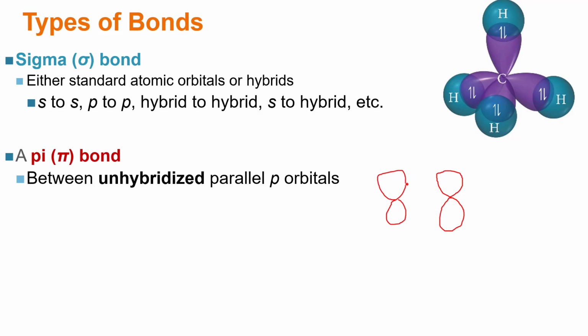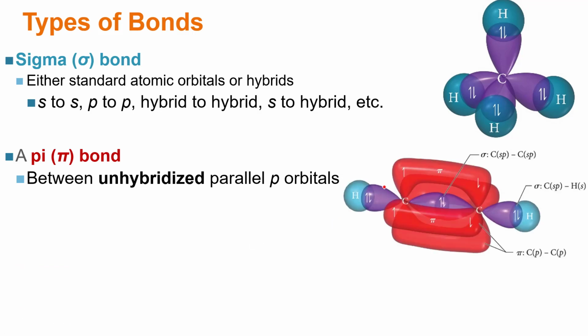And so where is the overlap going to happen? Well, these are going to reach across this gap or across this chasm, and this is where that overlap is going to happen. So unhybridized means they're just standard p orbitals. Parallel means they're right next to each other, and they're going to reach across and make that double or triple bond.